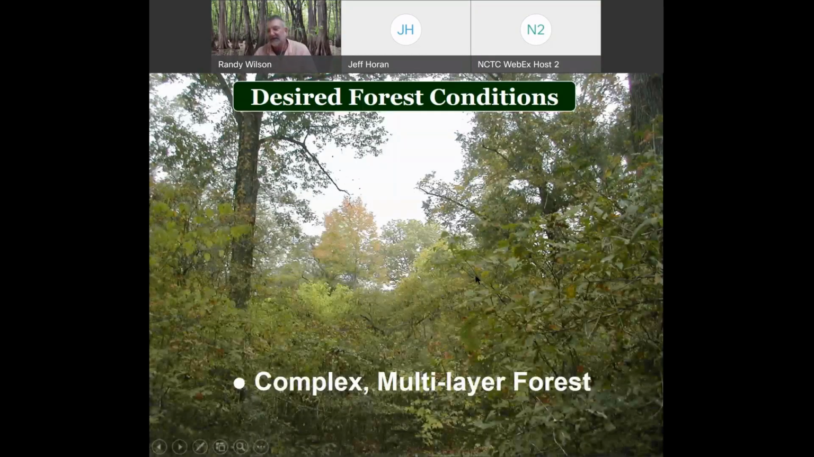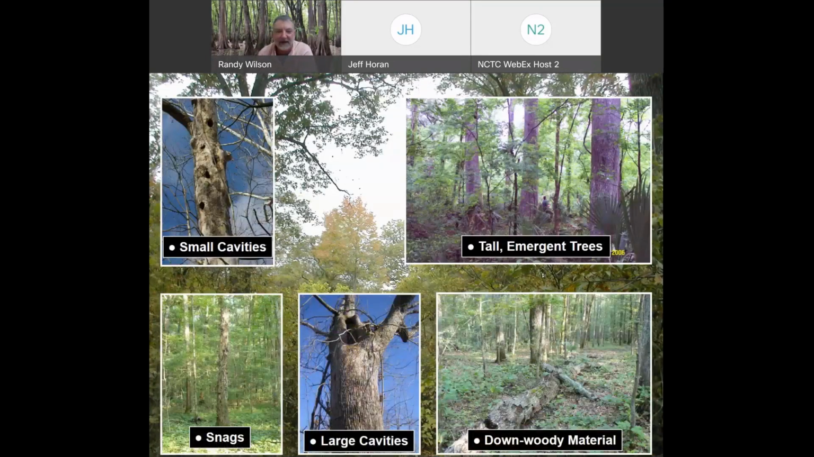And so, zooming out a little bit, to give you a pictorial of what that looks like. What we're striving for is a forest that is complex, multi-layered in nature. And this photo does a really nice job of capturing that. You can see a tree fall gap or a canopy gap, which could have been created from a tree fall or an actual silvicultural treatment, with larger trees and a dense understory. Within that stand, we should also be able to find a number of small cavities, large cavities, snags, down woody material, etc., such that we're meeting all the needs of these priority species.